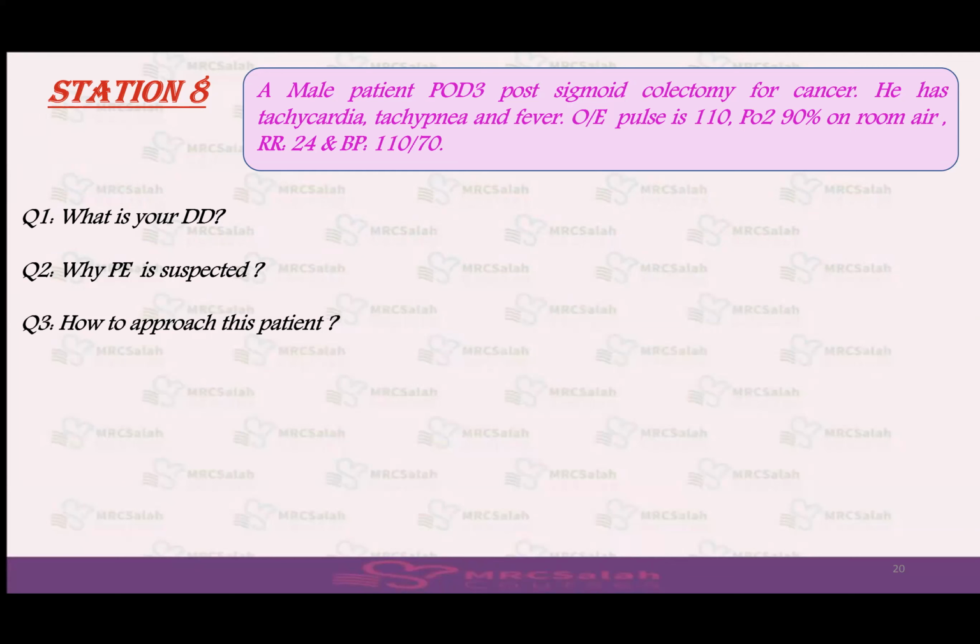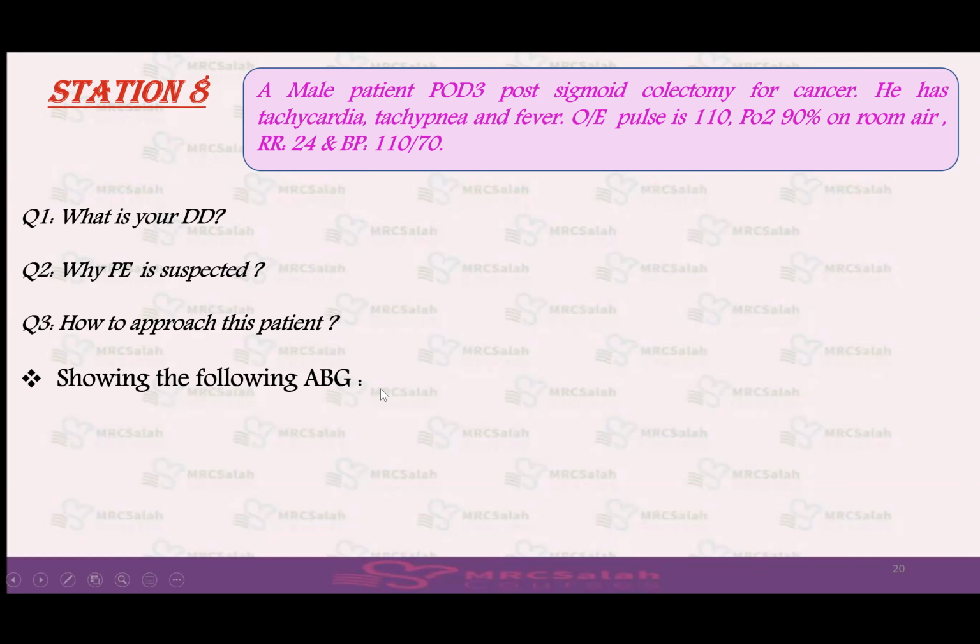Then the investigations I will order would be to guide me towards my diagnosis. What investigations are you going to order? I will order ABG, ECG, chest X-ray, and this is something I would do personally. I would do D-dimer to look for fibrin degradation products, and chest X-ray, as well as CT angiography. CT pulmonary angiography. Oh, okay.